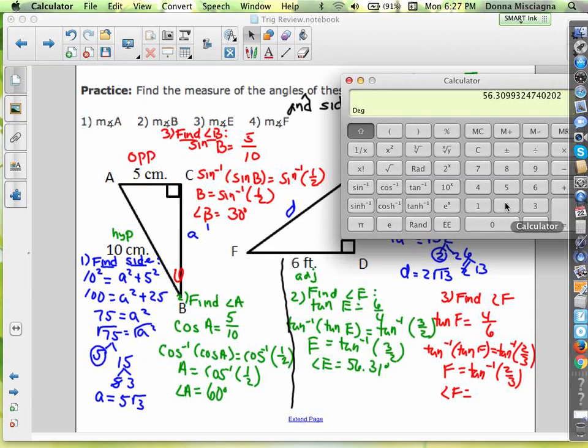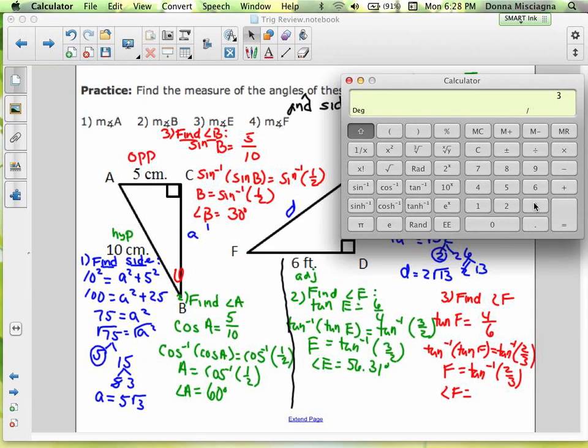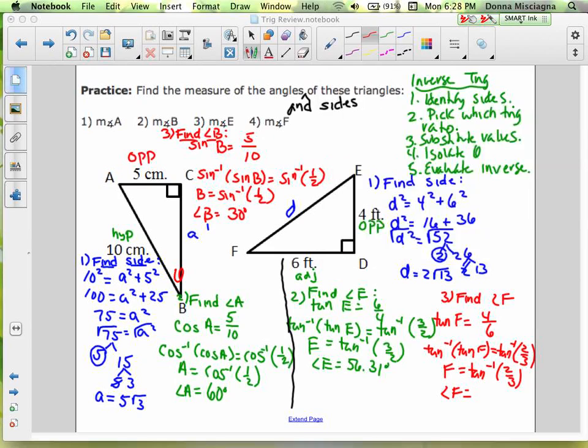So we have 2 divided by 3, and we want arctan. Oops, maybe I should hit equals, otherwise it'll think it's 3. 33.69. And if you notice, if you add 90 plus 56.31 plus 33.69, it does add up to 180. And that's why we can just use triangle sum theorem. And I will on the next examples.